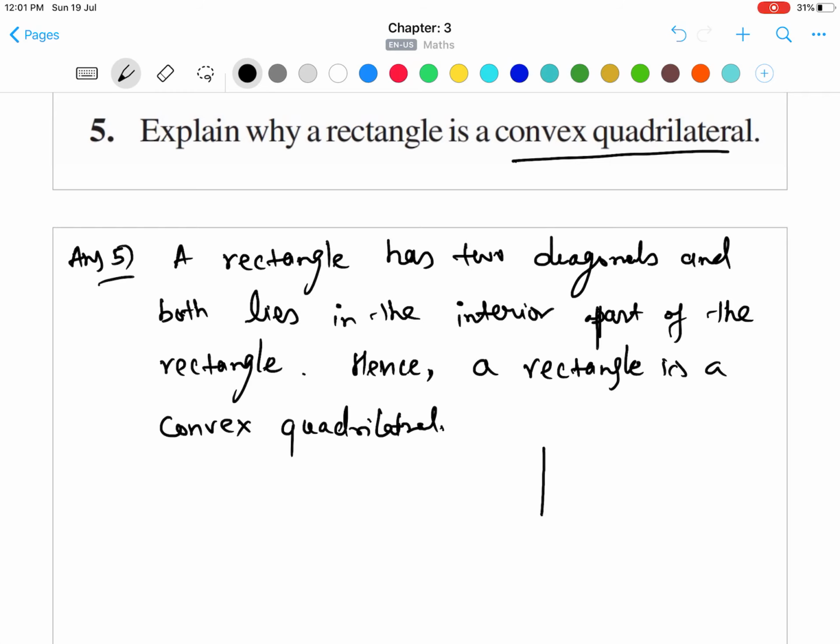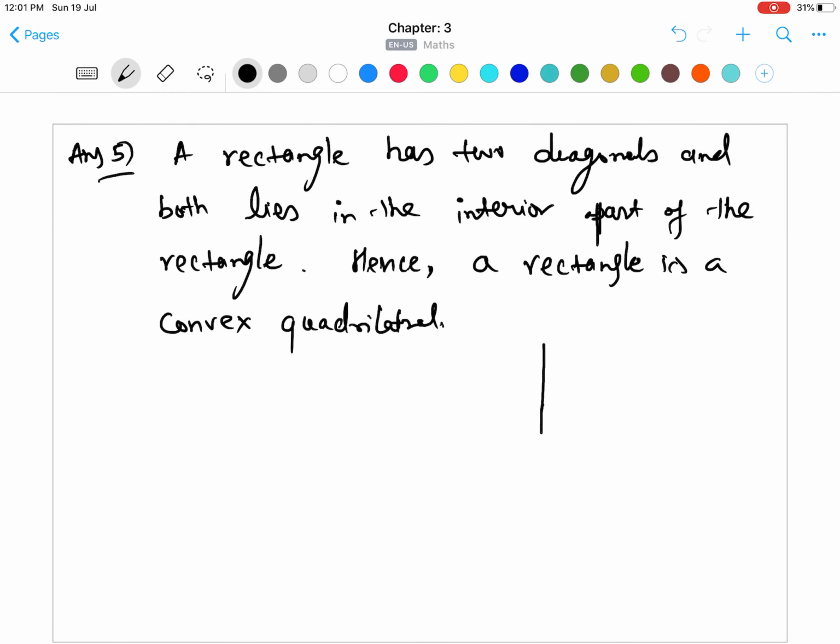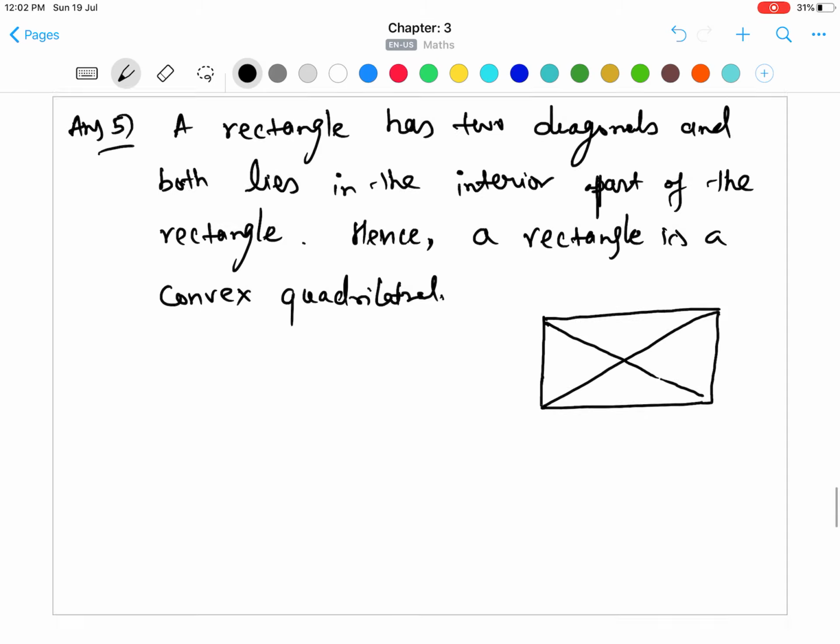So I'll draw the figure of a rectangle. I'm drawing it roughly. You will draw it using pencil and scale, and it should be drawn neatly and cleanly. So this is a general diagram of a rectangle in which both of its diagonals lie in its interior. I hope you understood. Both the diagonals are lying in the interior, that's why a rectangle is a convex quadrilateral.